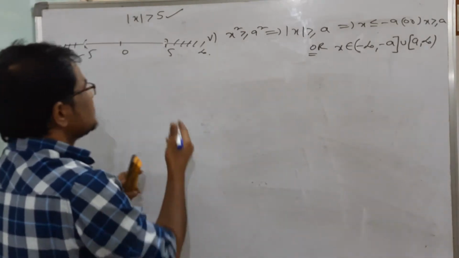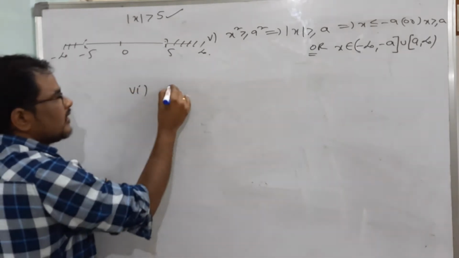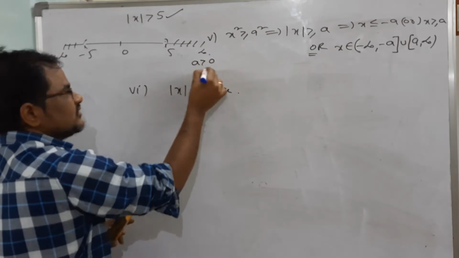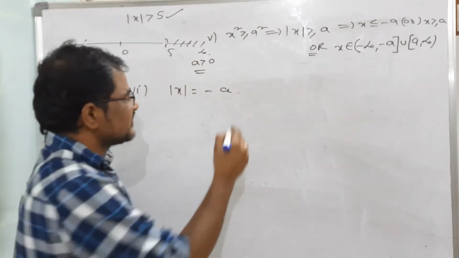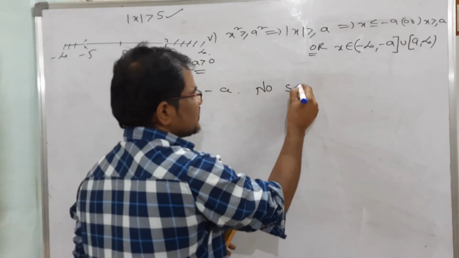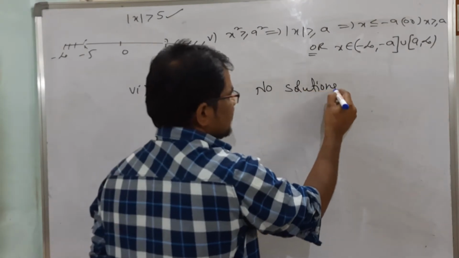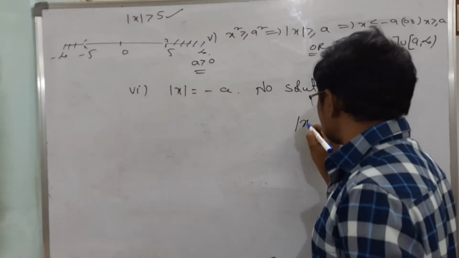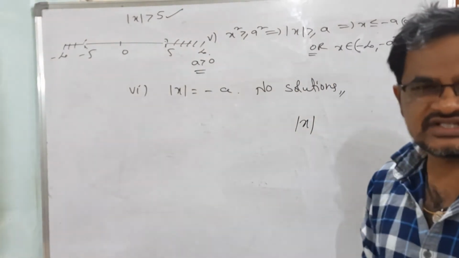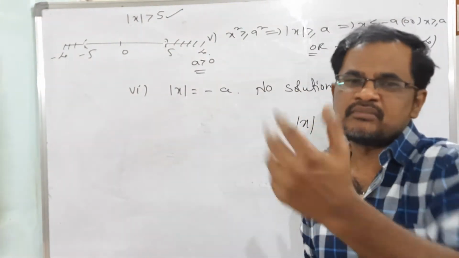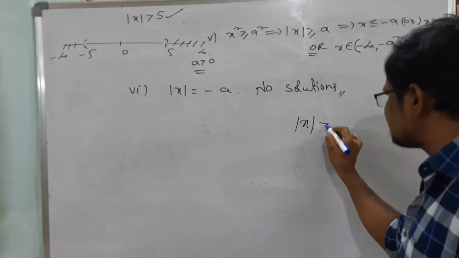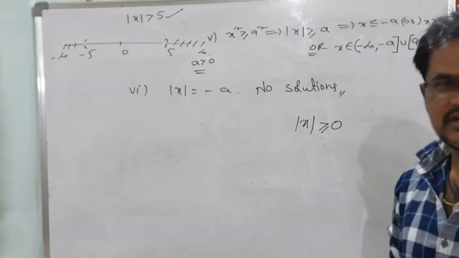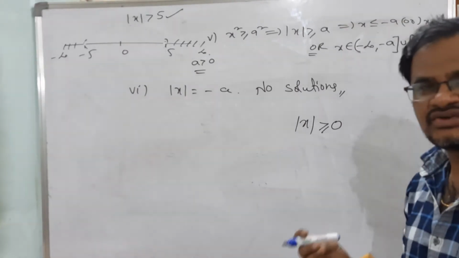That is the sixth one, mod x equal to minus a, where a greater than 0 you have taken. For this one there are no solutions, because what is the reason? See, mod x is nothing but some distance. Distance starts from either 0 or some positive real number. Means mod x is greater than or equal to 0. There is no negative distance, no negative length.